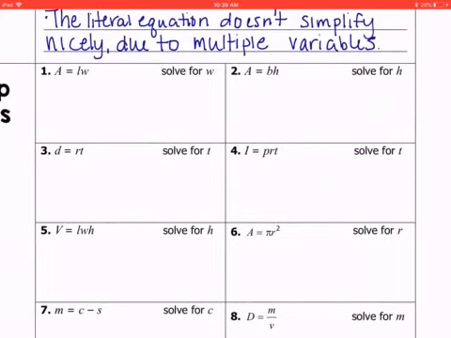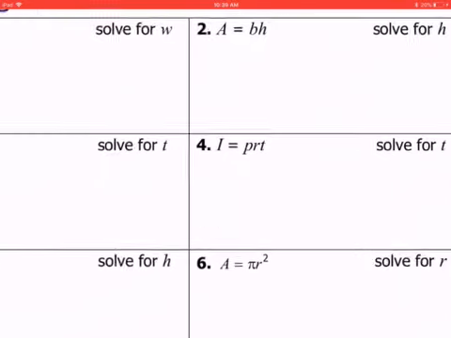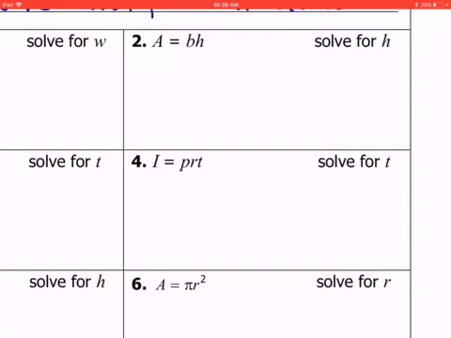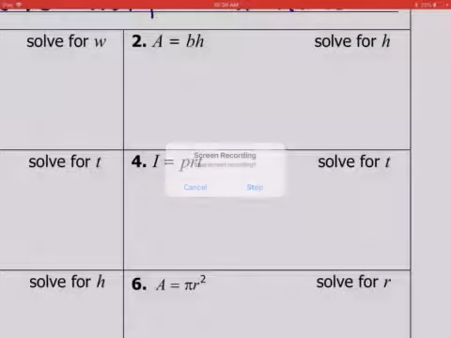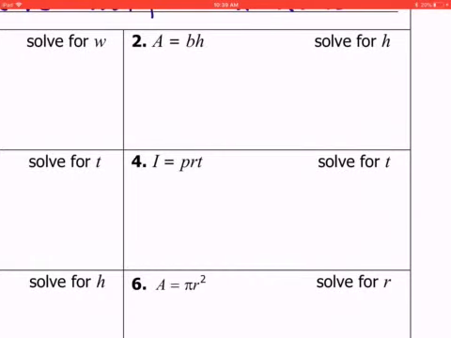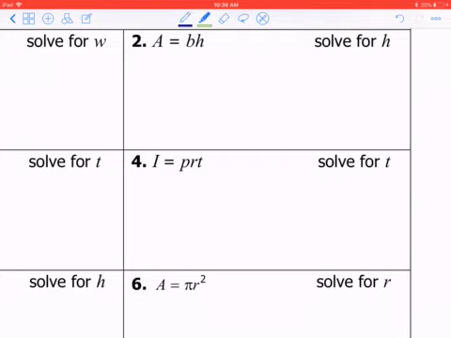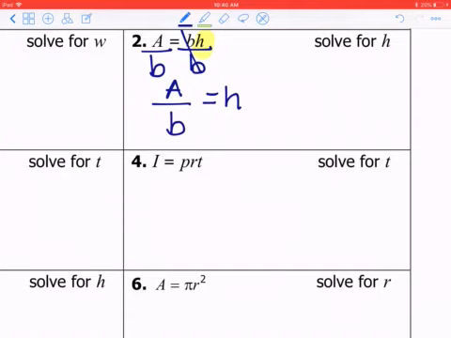Okay, so for number 2, it says to solve for h. If a equals b times h, then that would mean I have to use division. So if I'm solving for h, it's right here. b is being multiplied, so I am going to divide each side by the variable b. The b's cancel, and you're left with h equals a over a lowercase b. And that's it.